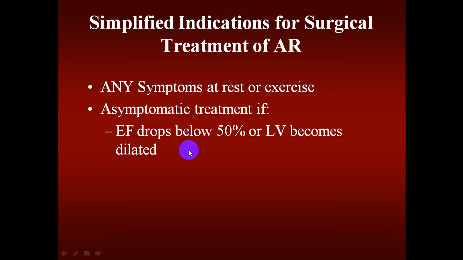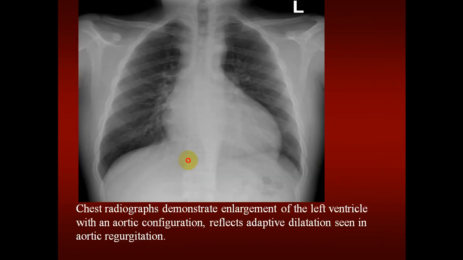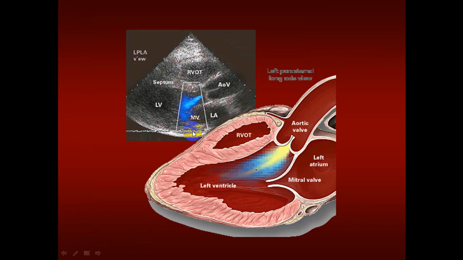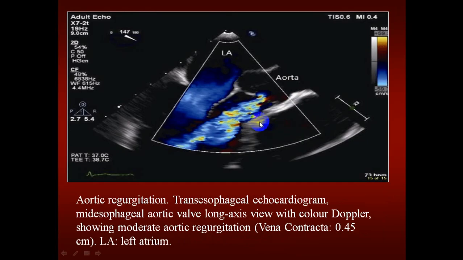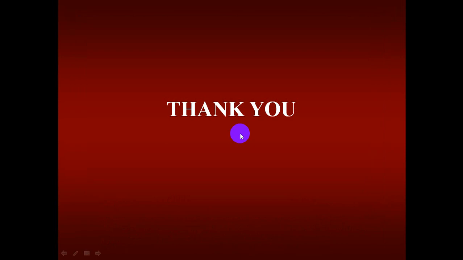In simplified indications for surgical treatment of aortic regurgitation: any symptoms at rest or on exercise, do surgery. In asymptomatic patients, operate if the ejection fraction drops below 50 or there is left ventricular dilatation. This is a picture showing cardiomegaly, left ventricular enlargement, and aortic root enlargement too. This is the transesophageal echo showing three cusps: the left coronary cusp, right coronary cusp, and non-coronary cusp, with severe aortic regurgitation and the regurgitant volume. Thank you and see you soon.